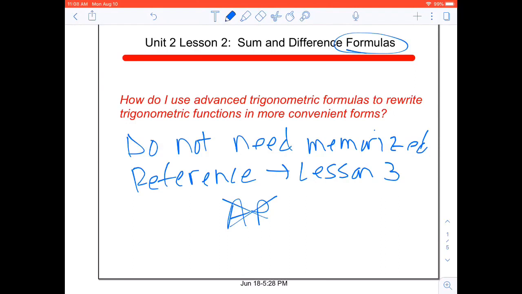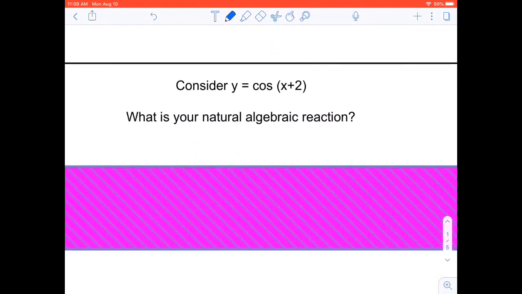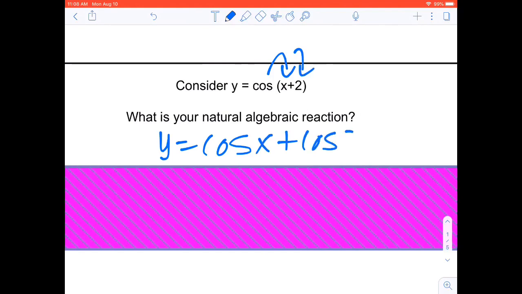So again, we're going to learn some advanced trigonometric formulas or identities. And to begin, I want you to consider y equals the cosine of x plus 2. If I brought somebody in who maybe wasn't an honors pre-calc student, like an algebra 2 trig student or an algebra 1 student, maybe their natural reaction would be, oh, I'm just going to distribute, right? We see those parentheses and we want to distribute. And I want to debunk that. This is not correct. Why?